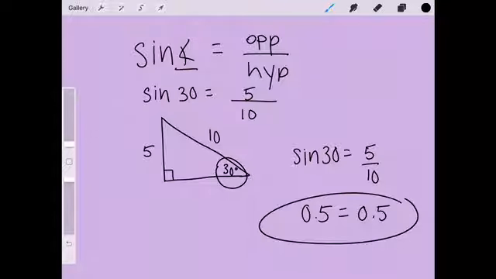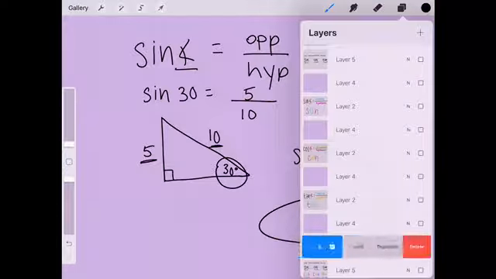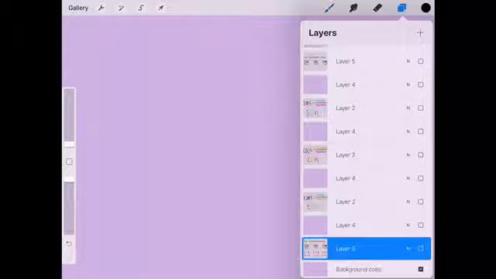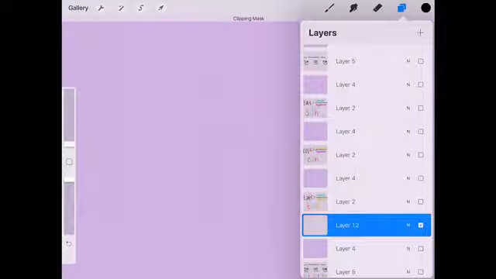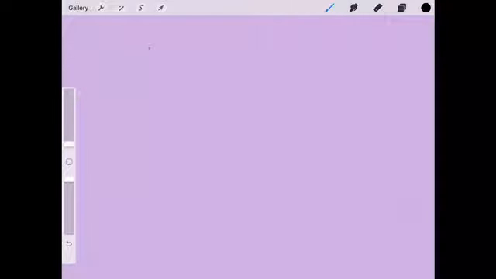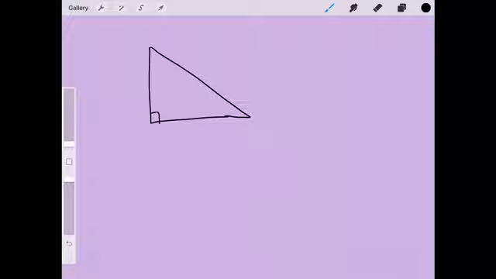That will always happen. The opposite side of an angle and its hypotenuse will always be equal to the sine of that angle. All right, let's see what happens when we move on to a different trig function. All right, let's add a new layer. So let's say I have another, we're going to make another one right there.